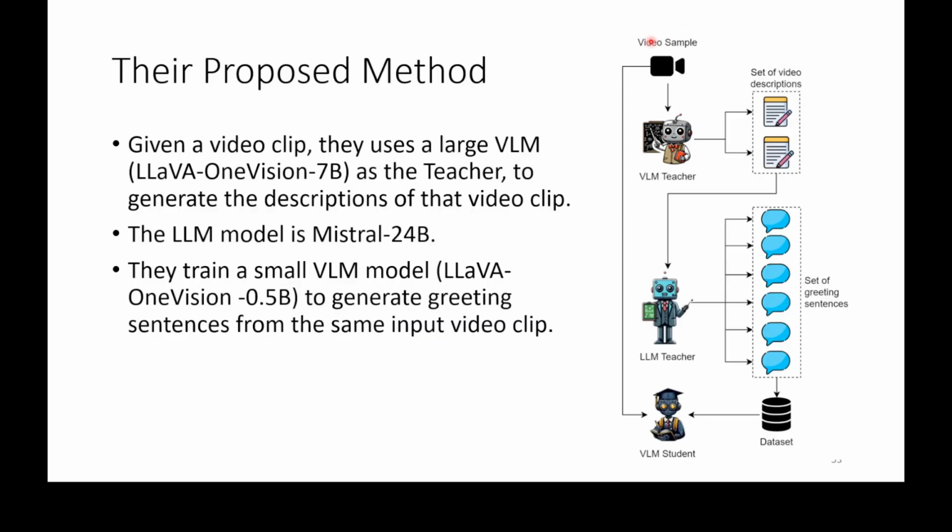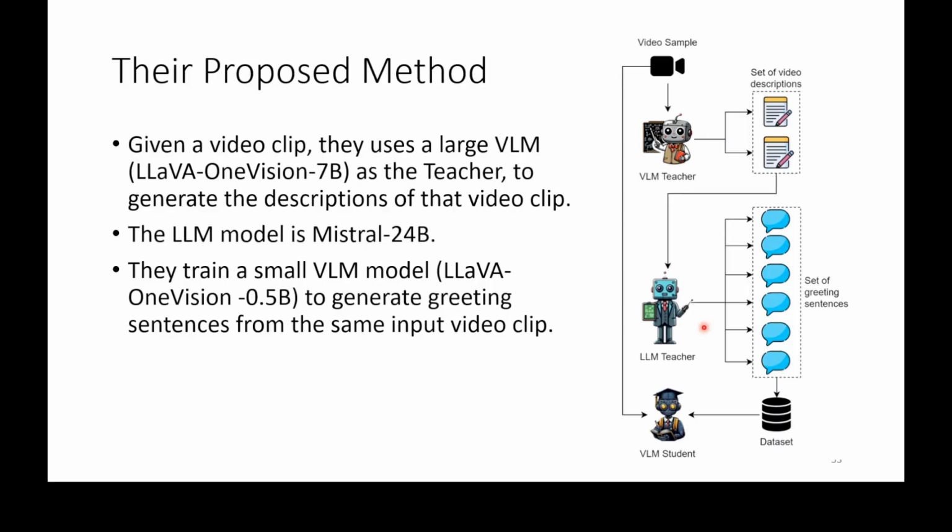So let's see. This is a 4-second video clip, and then they will employ a visual language model. The visual language model will take the input video clip and generate some paragraphs to describe the scenario in the video clip. Then, based on the description, they will hire another large language model, which will generate some sentences the robot should speak out.